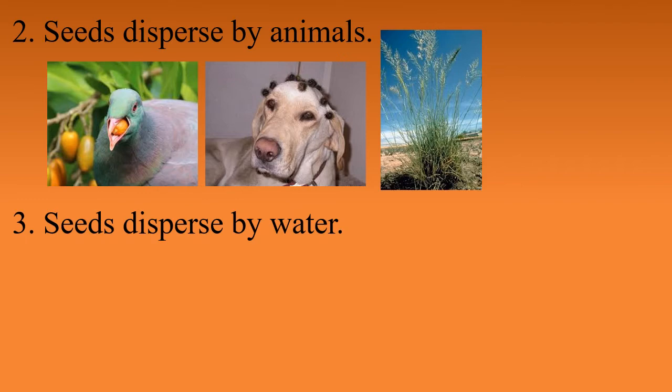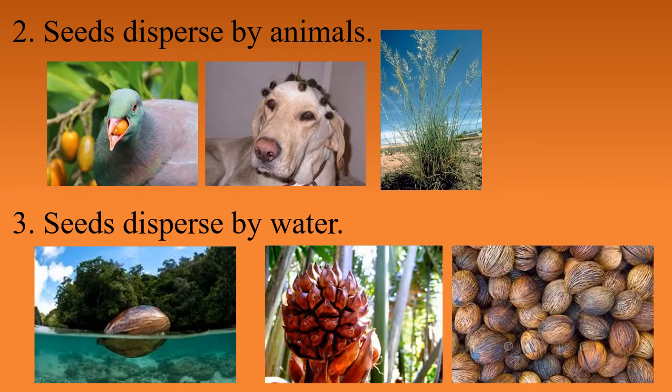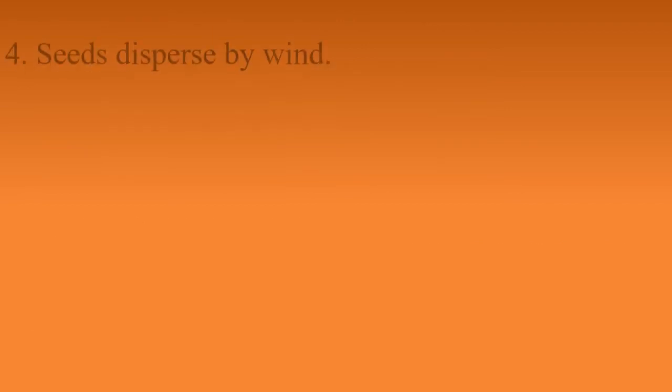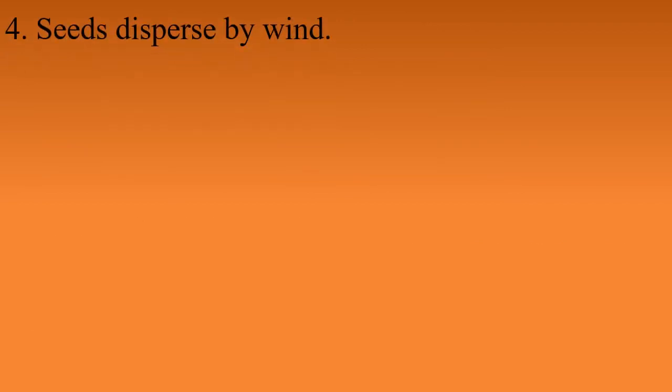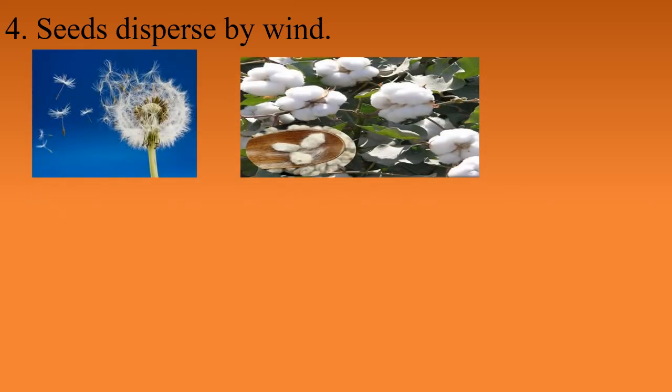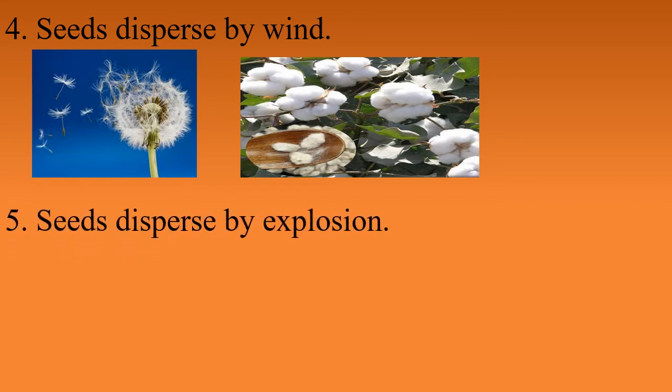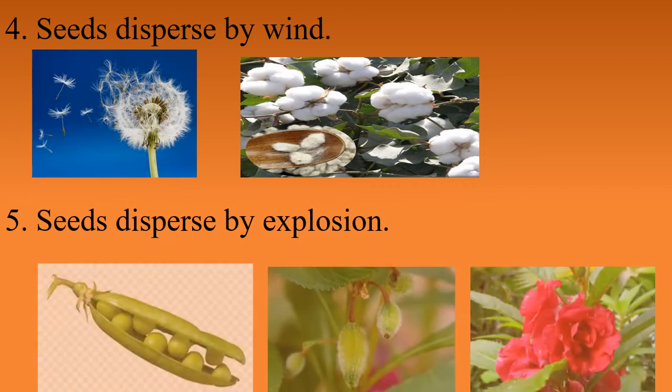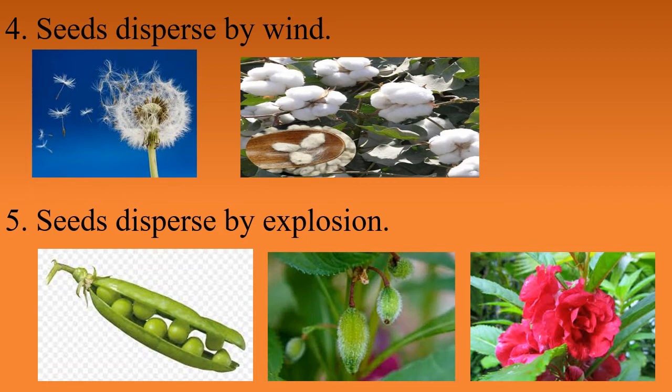Number 3. Seeds dispersed by water. Coconut, nipa and pong pong are dispersed through water. Number 4. Seeds dispersed by wind. Dandelion and cotton are dispersed by wind. Number 5. Seeds dispersed by explosion. Pea and balsam seeds are dispersed by explosion.